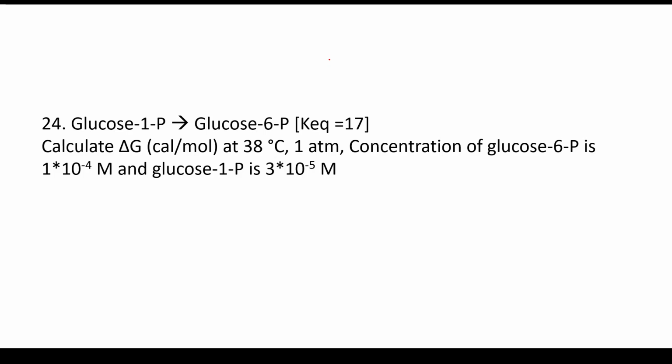Keq is 17. Calculate delta G in calories per mole at 38 degrees Celsius, 1 atm. Concentration of glucose 6P is 1 times 10 raised to power minus 4 molar, and glucose 1P is 3 times 10 raised to power minus 5 molar. This is a numerical based question. Please solve this. I will show you all the steps in the next slides, just to match it with yours.